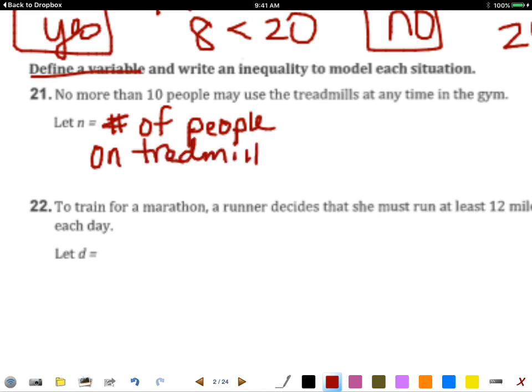All right, so how could we write this then? No more than 10 people can use the treadmill at any given time. Yep, that's right. Very good. N would have to be less than or equal to 10.